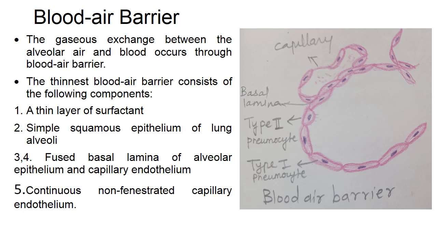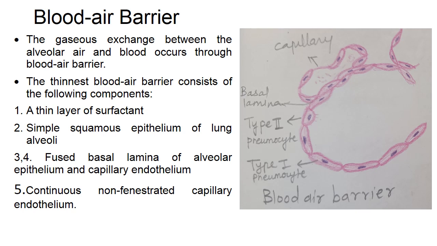So I'll repeat the components. First is thin layer of surfactant, then the simple squamous epithelium of lung alveoli, then the fused basal lamella of alveolar epithelium and capillary endothelium, and then there is continuous non-fenestrated capillary endothelium.